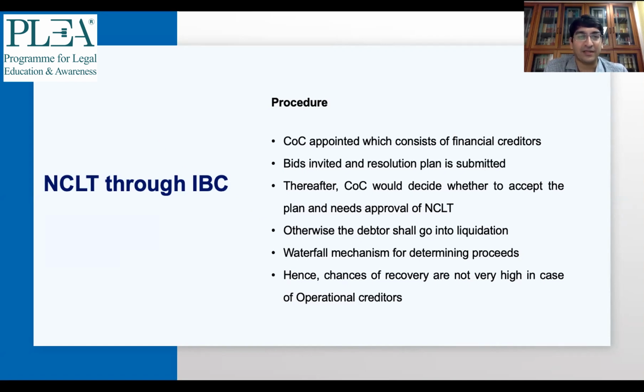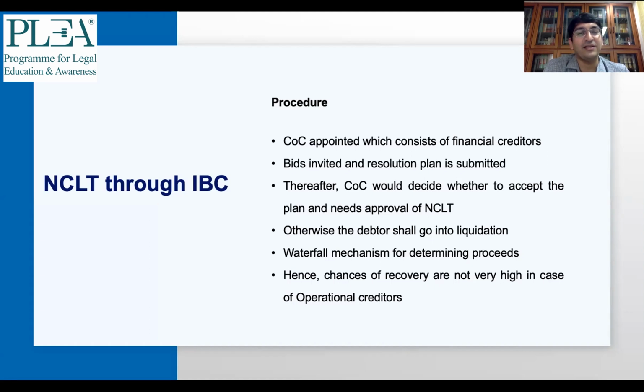All these things will be taken into account, and accordingly, if it is accepted and approved by the NCLT, then the creditors will take a haircut, and perhaps nothing may go to the operational creditors. And if that resolution plan, which is submitted by the new buyer, is not approved by NCLT or not approved by the COC, then the company goes into liquidation.